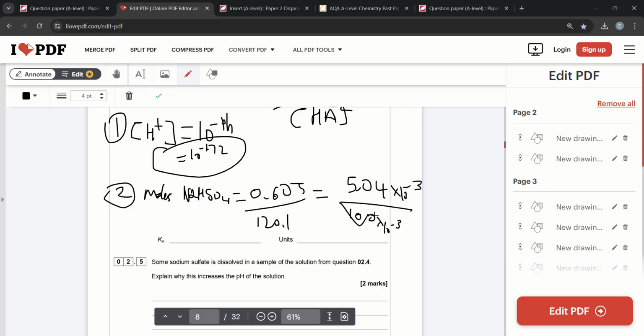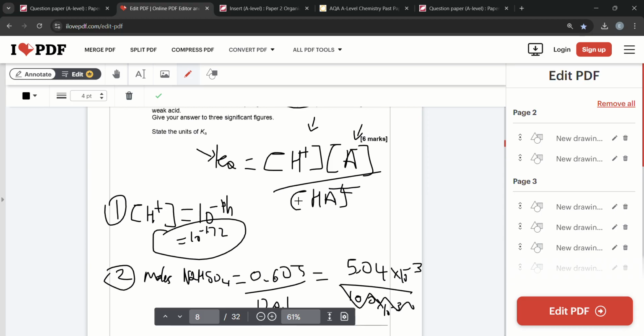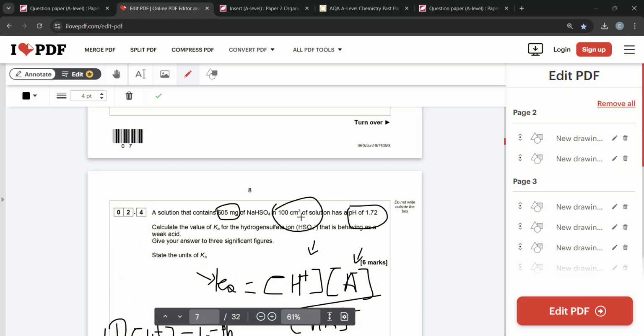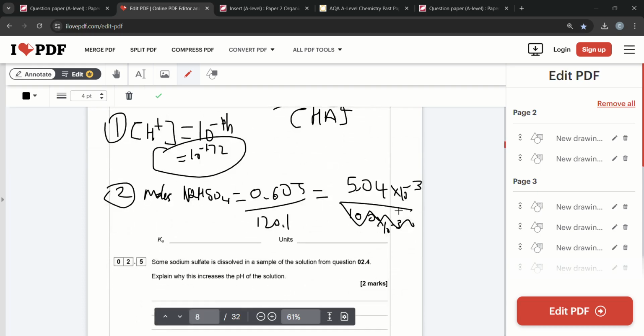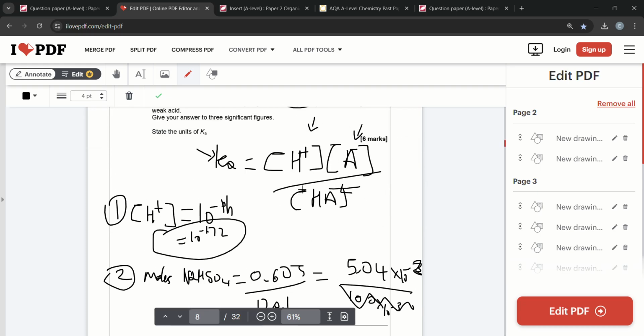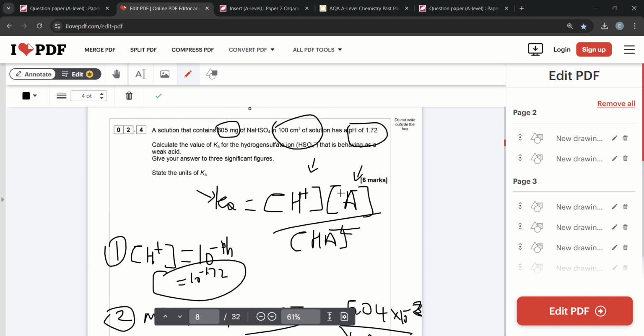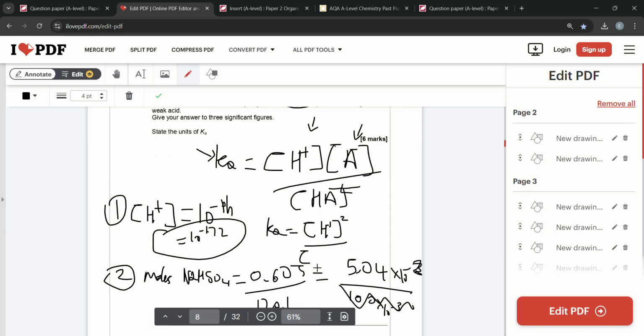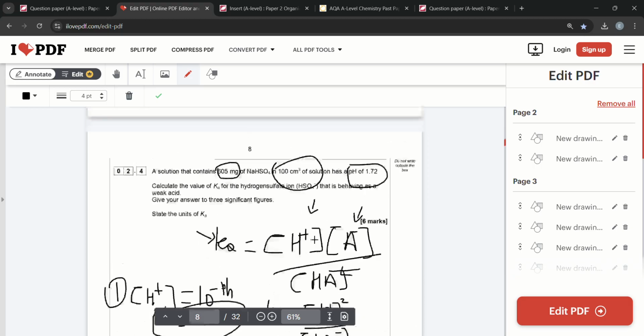The initial concentration of NaHSO4 is equal to HSO4-, so we need to multiply by 10. So I get 0.0504 by 10 to the power minus 2. And Ka, we can say is equal to, obviously that, but we can also say Ka is equal to [H+] squared divided by [HA], HSO4-. Then substitute the values in.